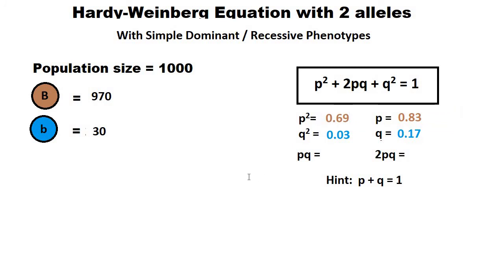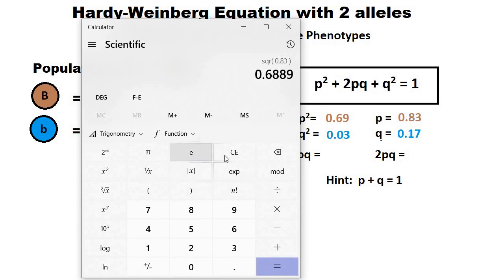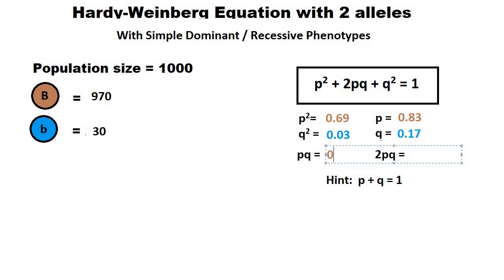So, again, really simple. p times q, 0.83 times 0.17 equals 0.1411. We're just going to call it 0.14. And if we multiply that by 2, that's 0.28.